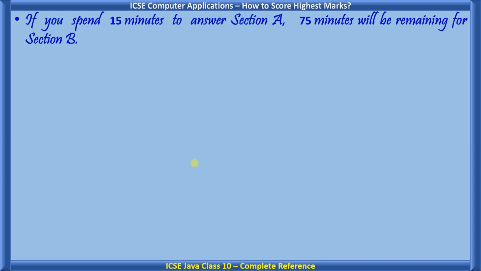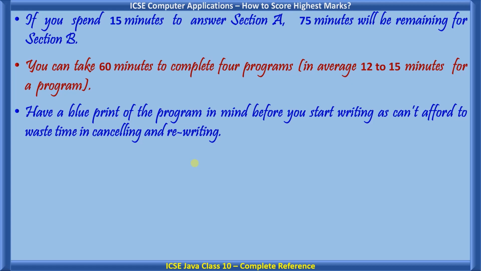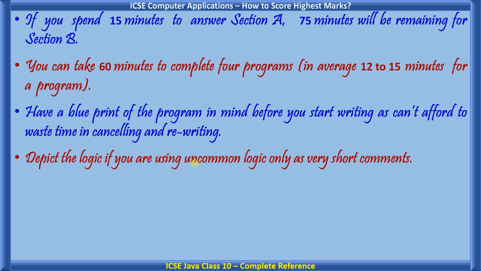If you have spent 15 minutes to answer section A, 75 minutes will be remaining for section B. As I said before, you can take 60 minutes to complete 4 programs. Before starting to write any program, please have a blueprint of it in your mind so that the flow goes the right way. The logic you can just dry run and make sure it works. If you are bringing any new type of logic into the program that is not common, please depict the logic as a comment in a very short manner.